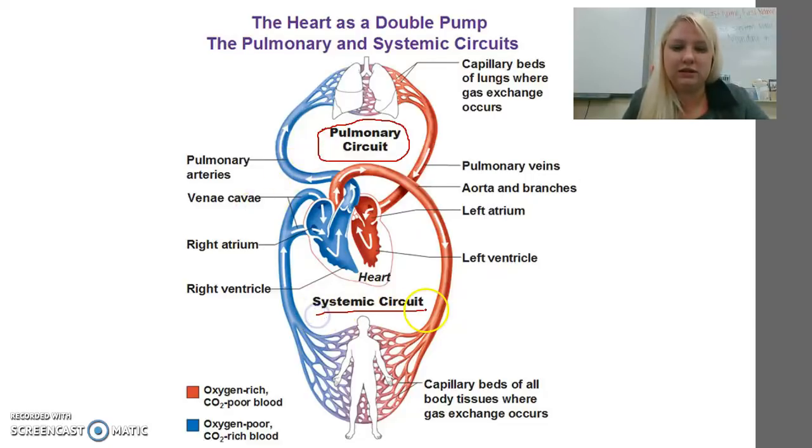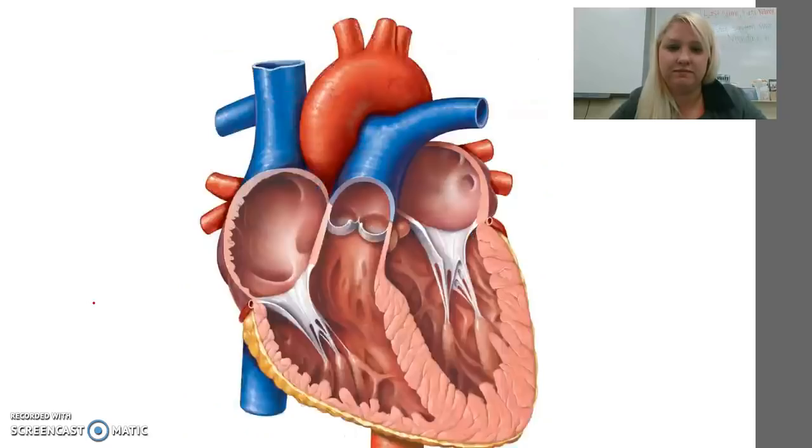The systemic circuit is opposite, so we're going to go heart, body, heart. So we're going to take oxygenated blood, bring it to different body tissues like your muscles, your brain, all the different organs that are going to need oxygen and nutrients. We're going to dump off those things there so the blood becomes deoxygenated again and then goes back up to the right side of the heart. So that's where we get the heart, body, heart from. So that's the big difference between the pulmonary and systemic circuit.